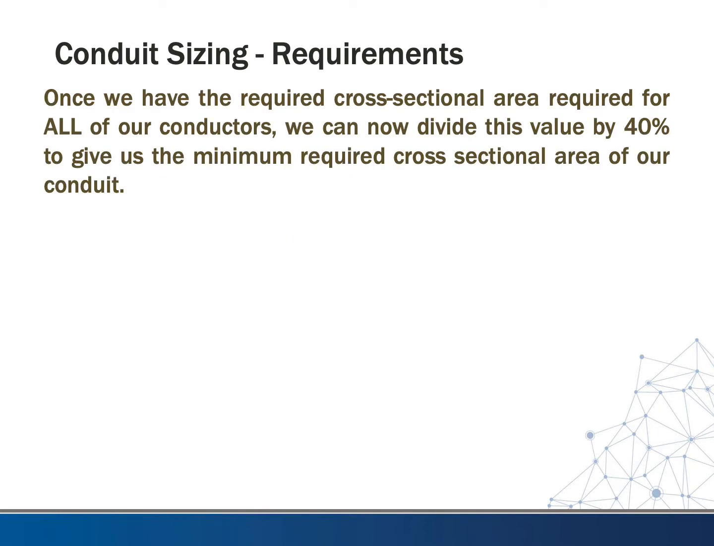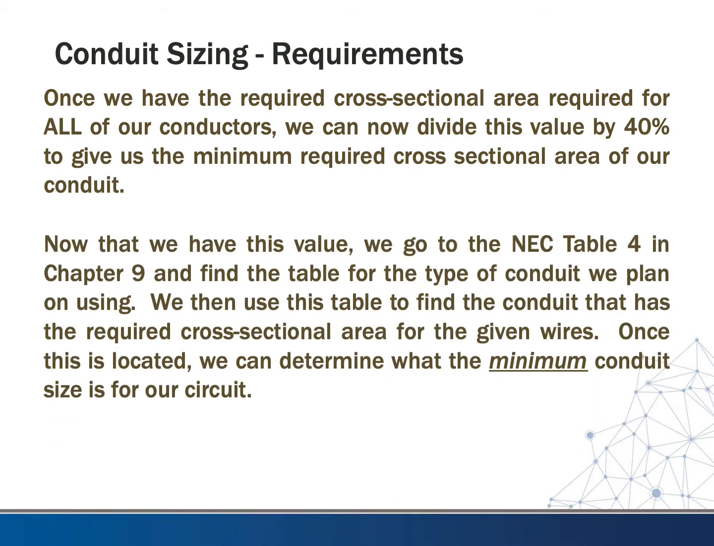So once we have the required cross-sectional area for all of our conductors, we can now divide this value by 40% to give us the minimum required cross-sectional area of our conduit. Now that we have this value, we can go to NEC Table 4 in Chapter 9 and find the table for the type of conduit we plan on using. We then use this table to find the conduit that has the required cross-sectional area for the given wires. Once this is located, we can determine what the minimum conduit size is for our circuit. Of course, we can use larger if we want, but we can't go smaller.